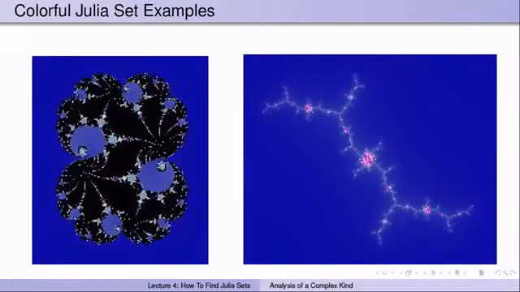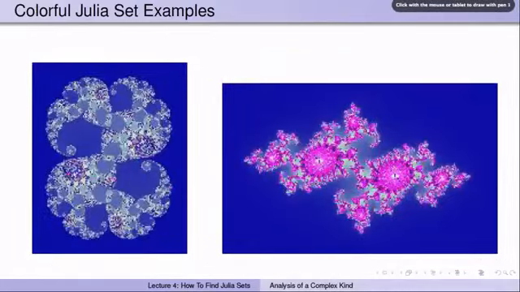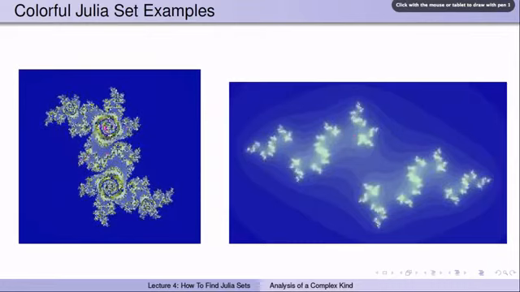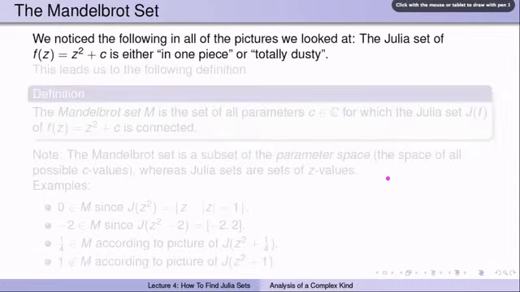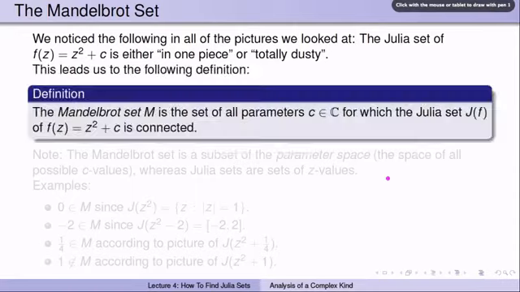Here are some colorful examples of Julia sets, and you can see there are different natures. Here's one where you have a lot of black filled in, and here you can barely see the black parts. Here again, there's only specks of black and lots of colorful things going on, and here as well, the Julia set is very scattered throughout this picture. And here the Julia set has these round features, and here it consists of specks. So we notice the following in all the pictures we looked at. The Julia set is either in one piece or totally dusty. That leads us to the following definition.